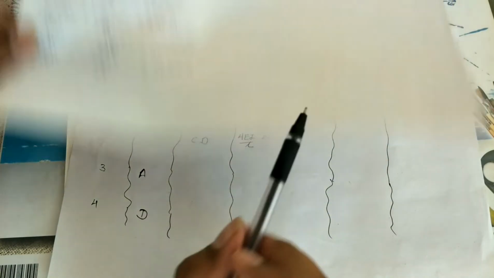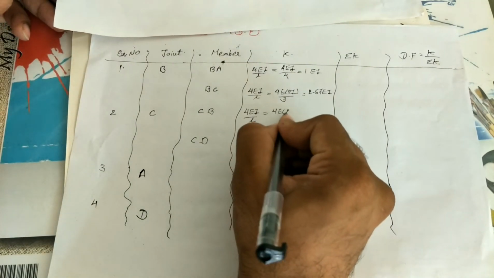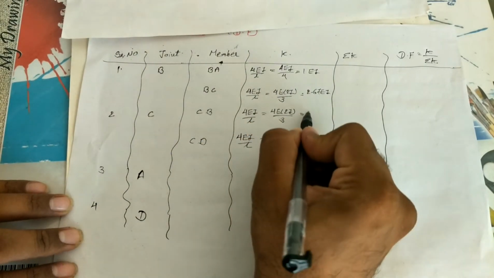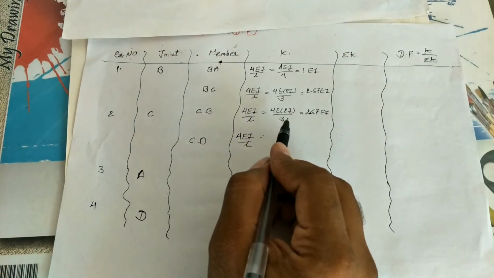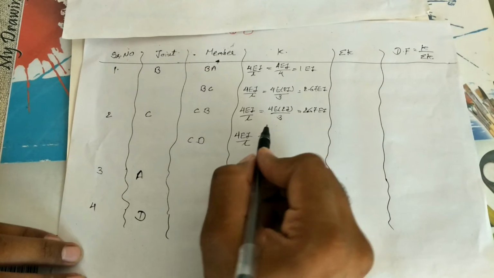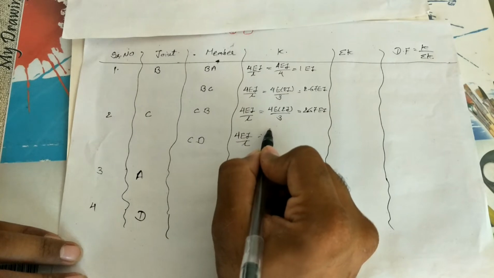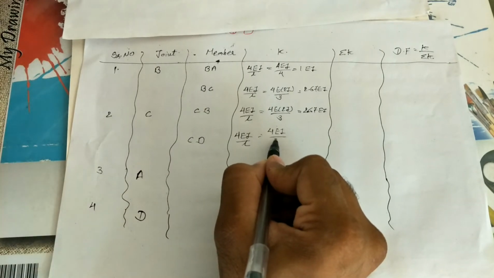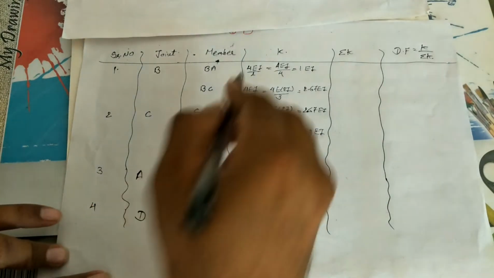Now again 4EI by L, C to B. C to B I am having a 2I inertia. So again 4E 2I by 3. So that answer is again 2.67 EI. This value I have calculated already. You just keep your calculator with you and calculate this value accordingly. This is 4EI by L. So 4EI by CD is only an I inertia, 4EI by 3. So this answer is 1.33 EI. This is about individual.